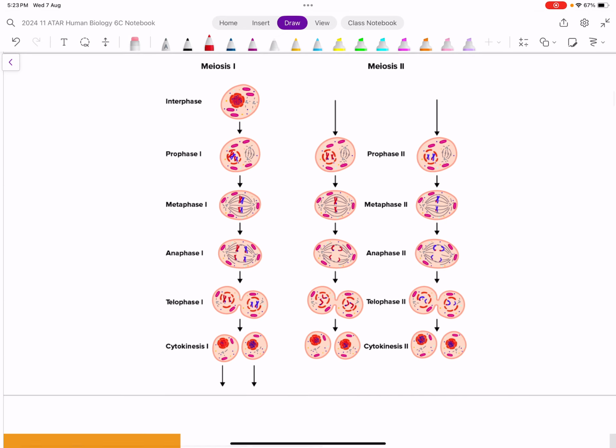Here is another diagram showing each of the stages that we're about to unpack here today. So skipping over interphase, which we had a look at in the mitosis lesson, we will start today having a look at the stage of prophase 1, followed by metaphase 1, anaphase 1, telophase 1, and cytokinesis 1. This will then be followed by a restart, moving into the second division where we have prophase 2, metaphase 2, anaphase 2, telophase 2, and lastly, cytokinesis 2.